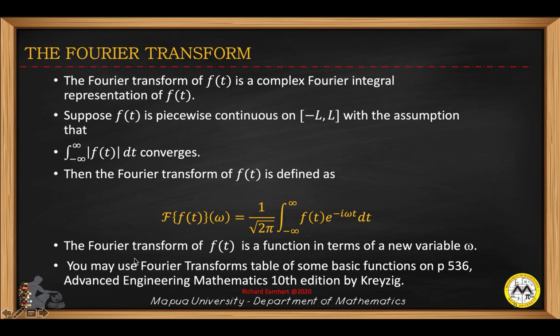For the Fourier transform of a function, you may use the Fourier transforms table of some basic functions on page 536 from Advanced Engineering Mathematics, 10th edition by Kreyszig.